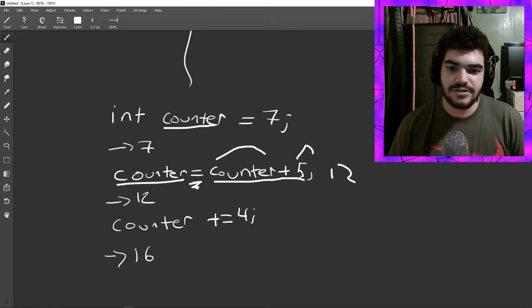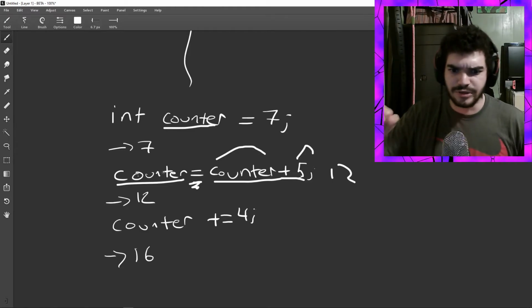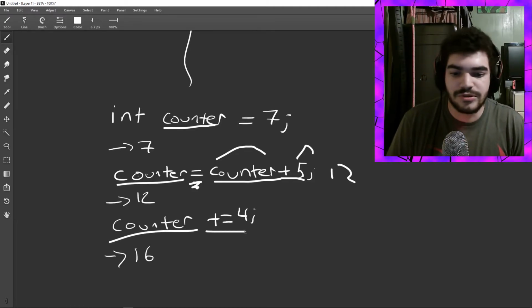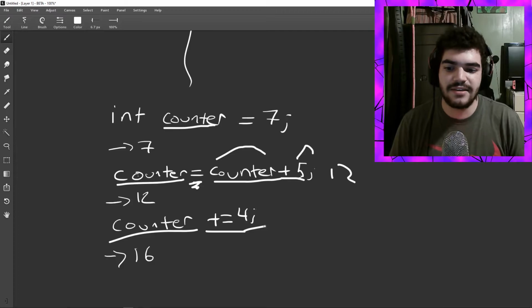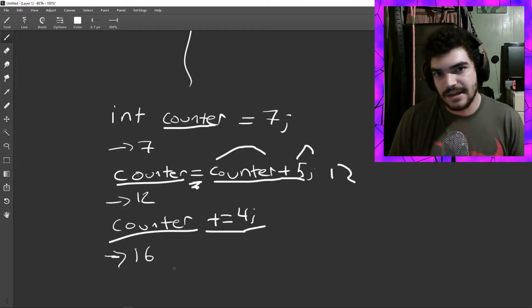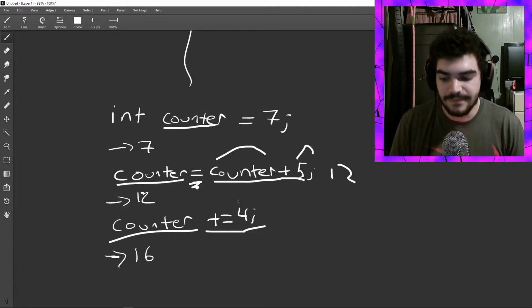And a shorthand we can do, instead of saying counter is equal to counter plus 5, is we can say counter plus equals 4, and that just means take the value of counter and add 4 to it. And the value we would get after that would be 16, because it's updated to 12 already previously ahead of it.